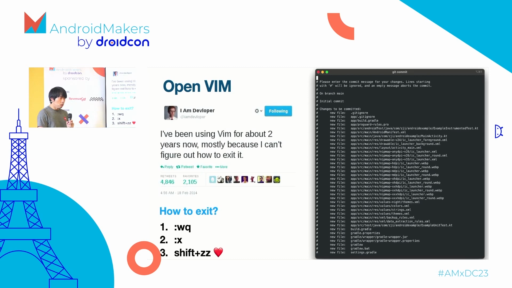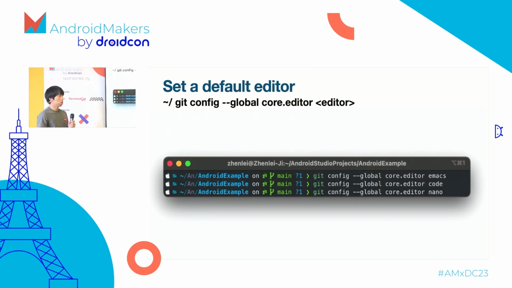But still, if you really don't like Vim, no problem. You can change the default editor to Emacs. Maybe you like Emacs. Maybe not. I hate Emacs, but maybe you can open Visual Studio Code. Or maybe Nano. Most people love Nano because it's really light. And then you can change the global editor. So instead of opening Vim, you can open another editor. Cool.